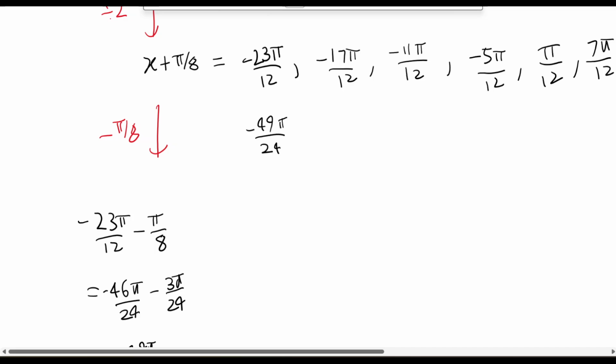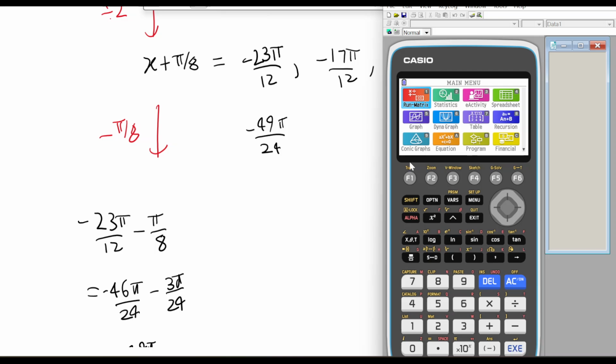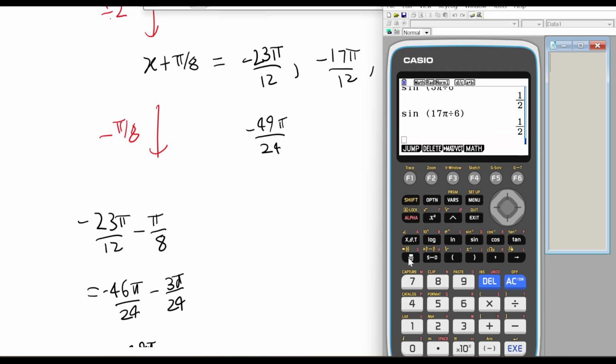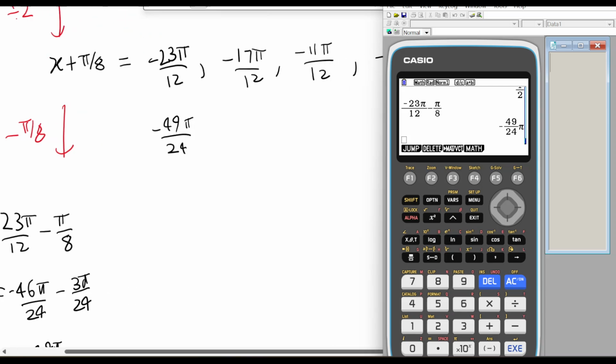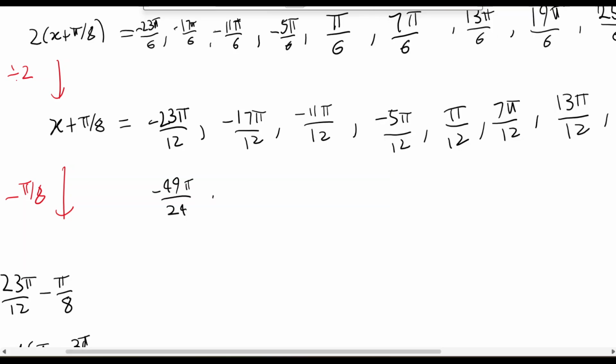But realistically, what you're probably going to do instead is just go into a calculator. And you don't even need the pi's in there, but I'm going to do it just for completeness. 23 pi over 12, take, and then we got pi over 8, minus 49 pi over 24. Okay, now I'm not going to sit here and make you watch me do all of these, but essentially what I'll be doing for the next ones are minus 17. So that second one would be minus 37 pi over 24.